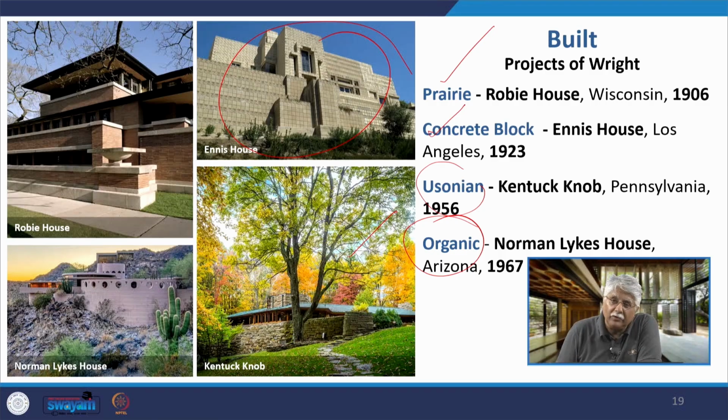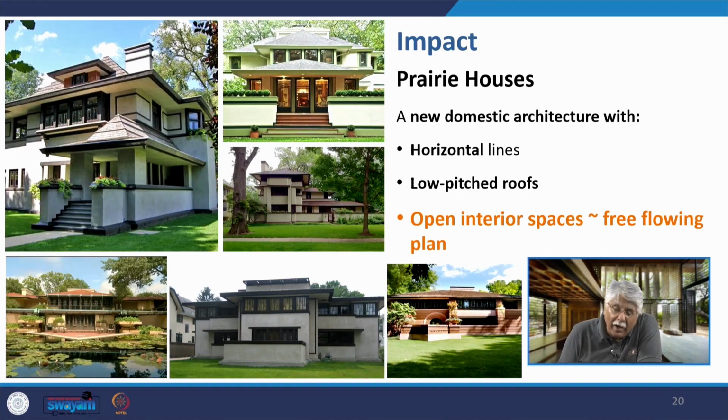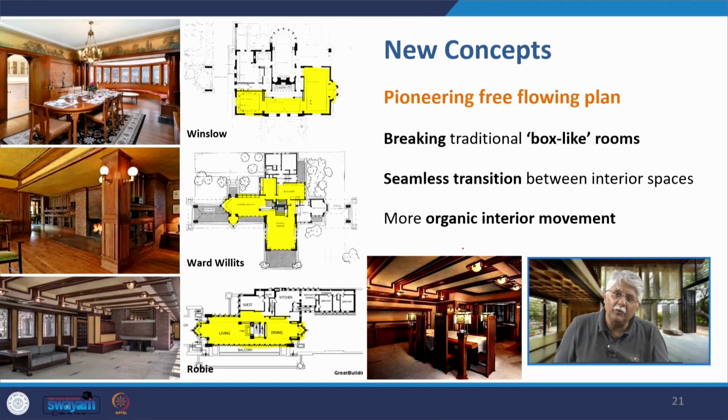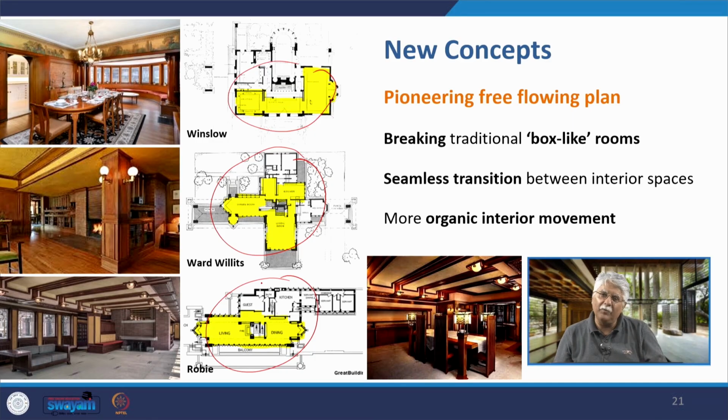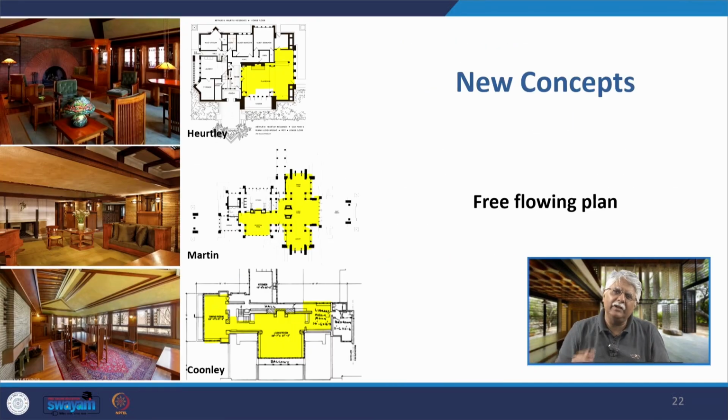We saw that in the Fallingwater also, the Norman Lakes house in Arizona in 1967. The impact of the prairie houses is they brought a new domestic architecture with horizontal lines, low pitched roofs, and most importantly open interior spaces, a free flowing plan. This concept of a free flowing plan, we find that, for example, beginning with the Winslow house, breaking the traditional box like spaces or rooms within the house, a seamless transition taking place, for example, in the cross plan of the Ward Willits house leading to the linear plan of the Robie house, a more organic free flowing interior movement.